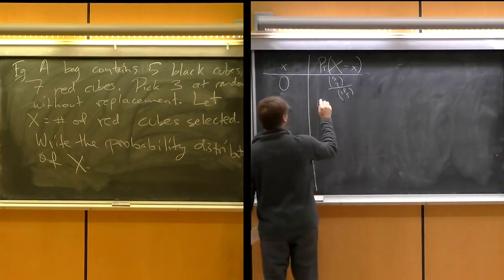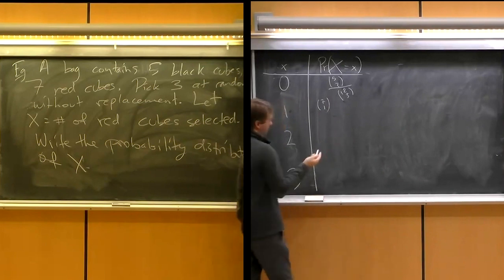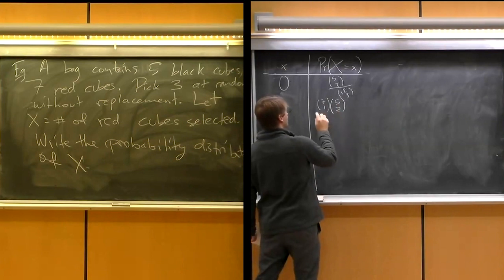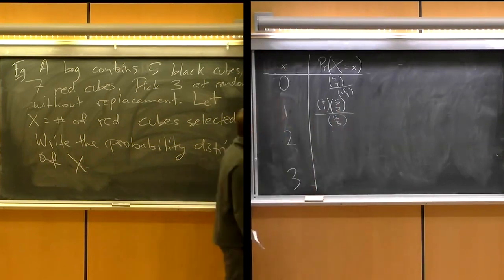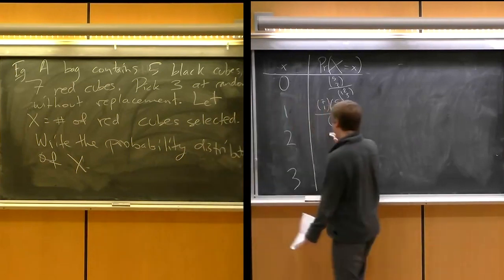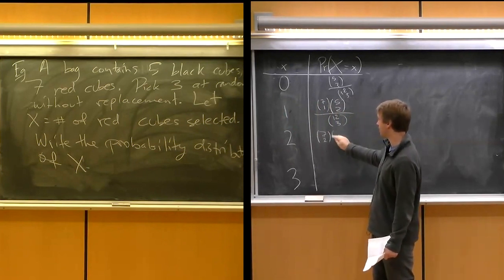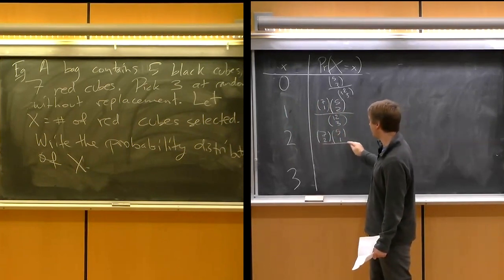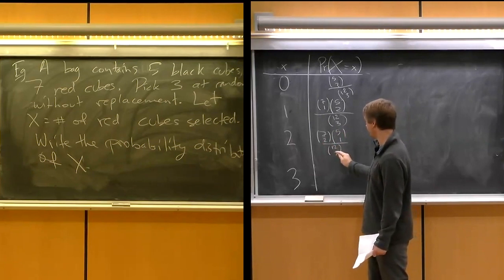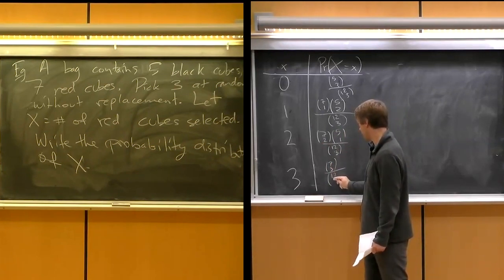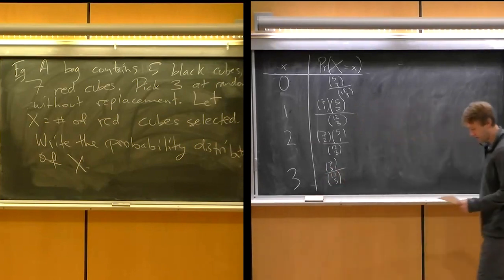So exactly. You want to pick one of the red ones, 7 choose 1 ways to do that. Pick 2 of the black ones, 5 choose 2 ways to do that, and then same denominator. Everything's going to have the same denominator. Now the numbers just switch, how many you're choosing of each. So you're choosing 2 red ones, 1 black one. And here we're just choosing 3 red ones.